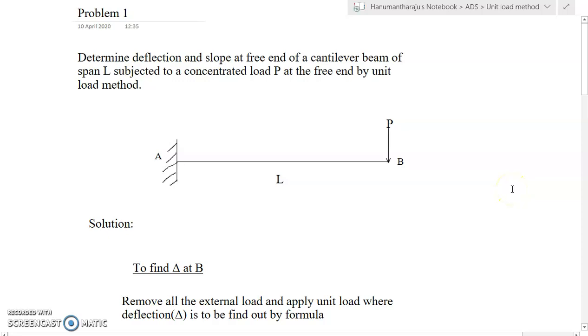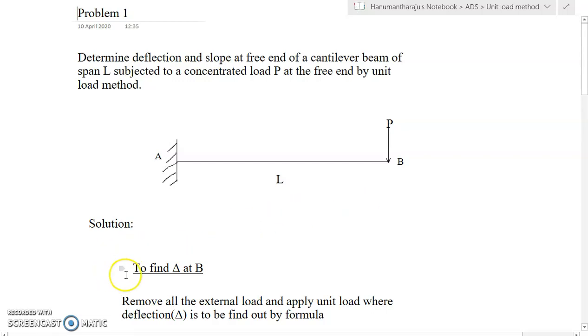Hello everyone. In this numerical problem, we need to determine deflection and slope at the free end of a cantilever beam of span L subjected to concentrated load P at the free end by unit load method. In the given problem, a cantilever beam is subjected to a concentrated load at the free end. We need to find the deflection at the free end and the slope at the free end.